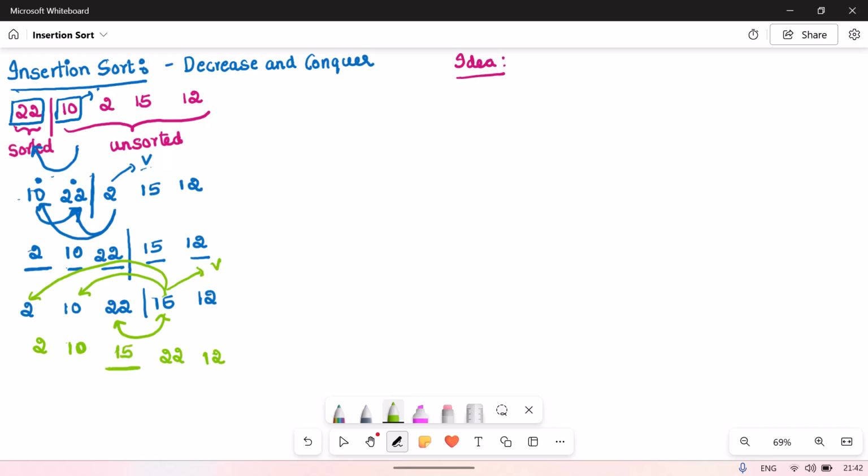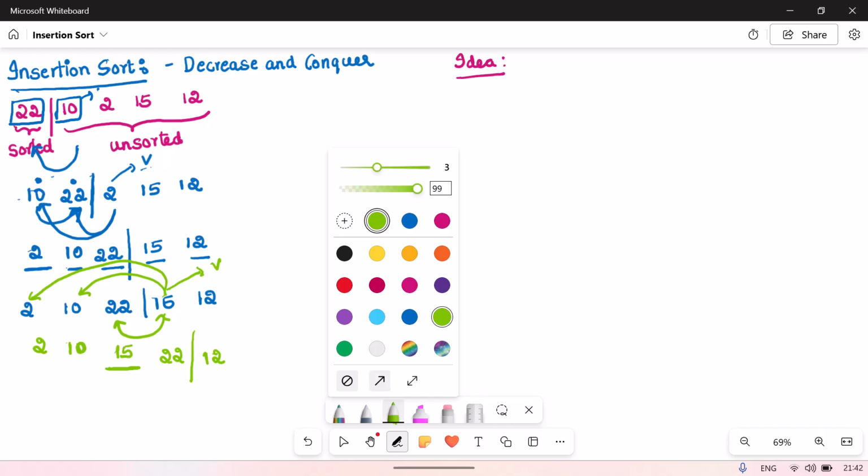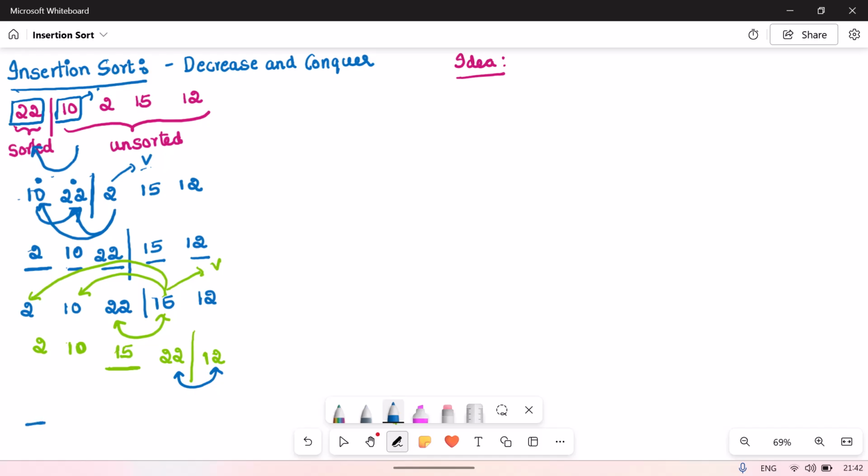I will explain this with the help of an algorithm also. Let me do the fourth, the last element here. Now again, first 12 and 22 will be compared. I'll put the positions: this is first element, second, third, fourth and fifth. So 12 and 22 will be compared. We come to know that it is not in the correct position. So 22 will take the place of 12.